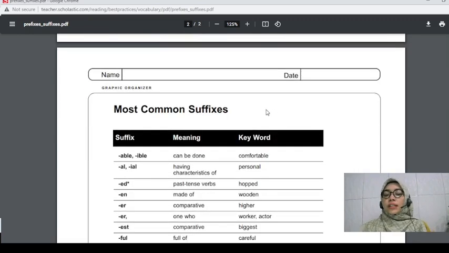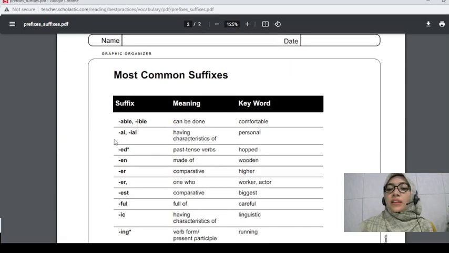Another kind of affix is suffixes. A suffix comes after the root of the word, at the end of the word, and this is the list of the suffixes in English, and this is the meaning. You can see the example. Comfort plus able becomes comfortable, and this one changes the part of speech. Comfort has the part of speech of a noun, whereas if we add able it becomes an adjective.